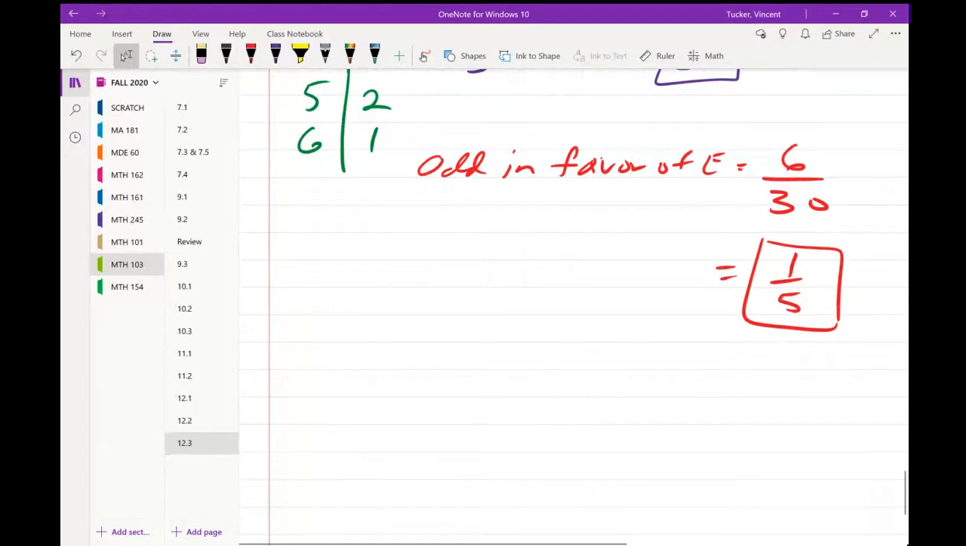Any questions? Before we look at this last example. Any questions?